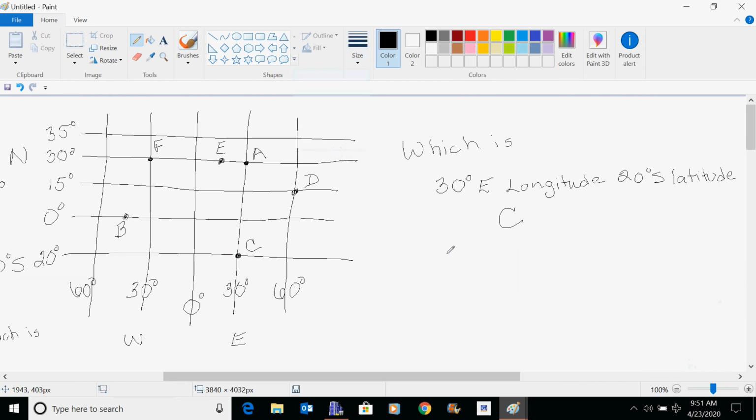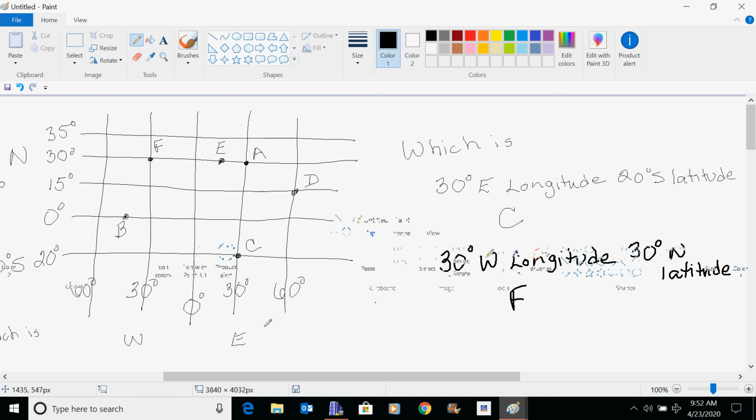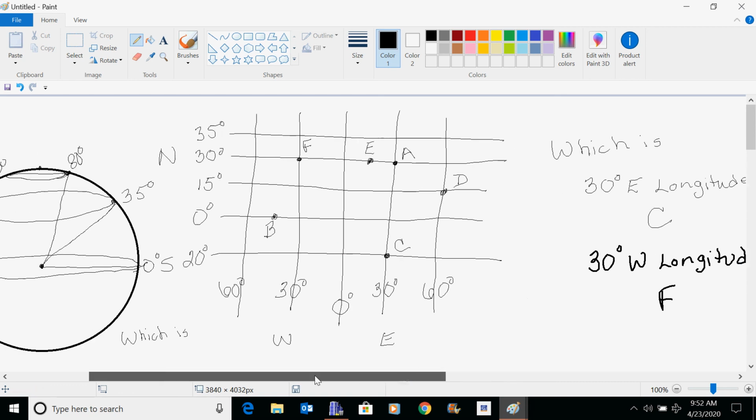And if we looked for what is at 30 degrees west longitude and 30 degrees north latitude, with longitude this way, so I'm looking for 30 west, and I'm looking for 30 north. Here's the north one, and that would be city F. So you would be able to do something like this.